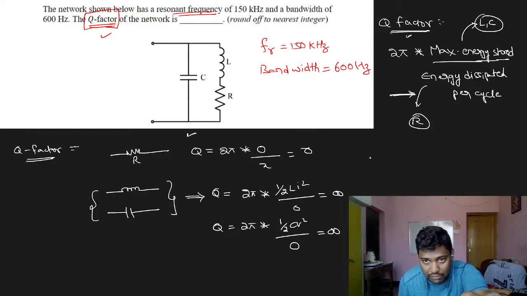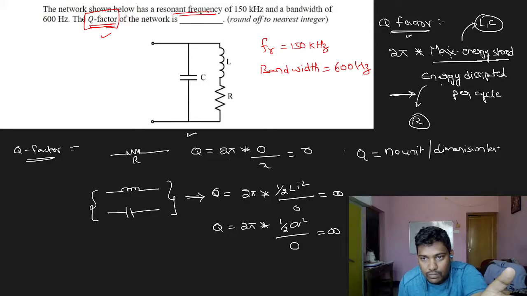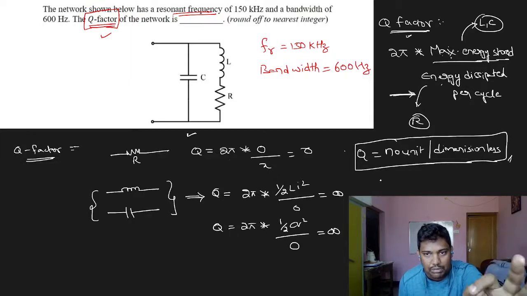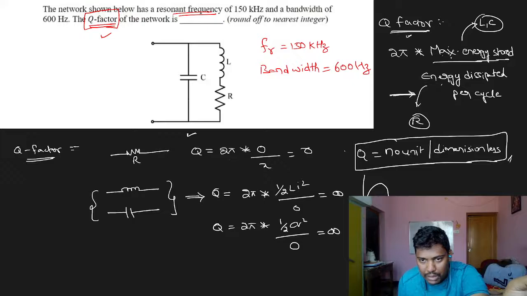Now, what is the unit of Q factor? If you see clearly, in the numerator it is energy and in the denominator it is also energy. If we consider kilowatt hour above, it is kilowatt hour below also. Both get cancelled, and the Q factor has no unit; it is dimensionless. So Q factor is a constant term. It just defines maximum energy stored divided by energy dissipated per cycle, in a complete cycle.